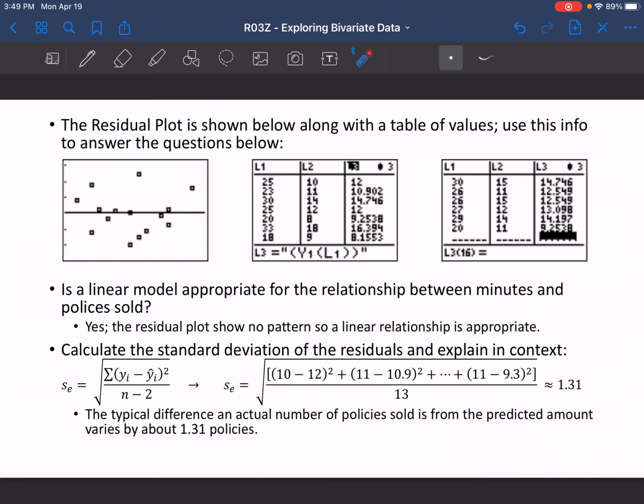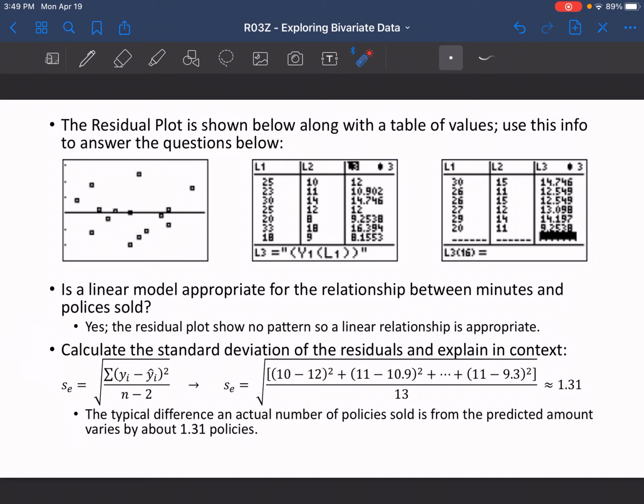So if we're asked the question, is a linear model appropriate for the relationship between minutes and policies sold? Yes, the residual plot shows no pattern, so a linear relationship is appropriate. And we could tell that from the scatter plot as it was.